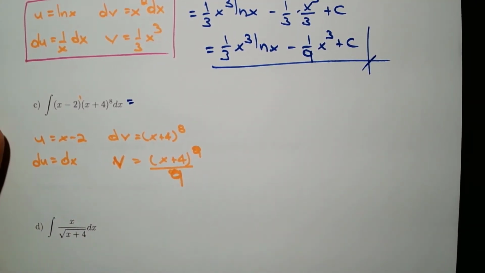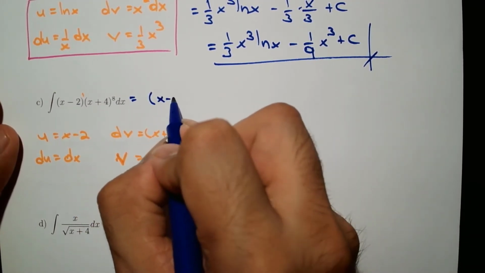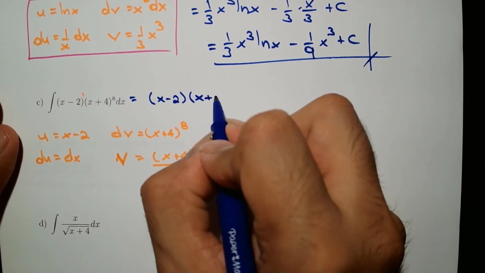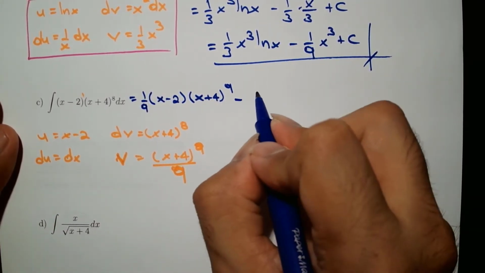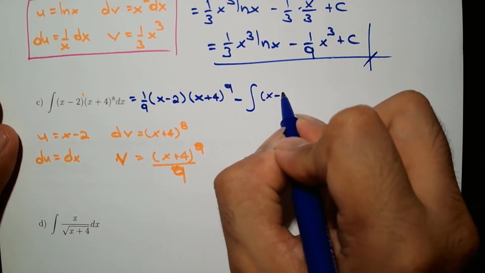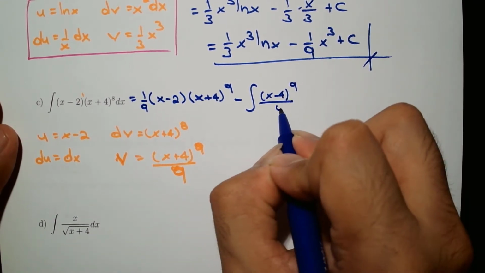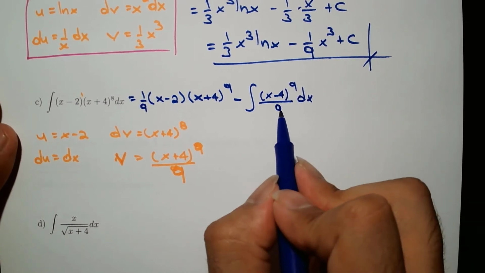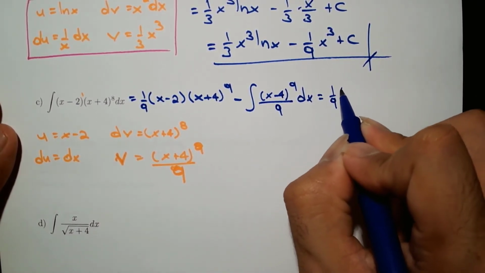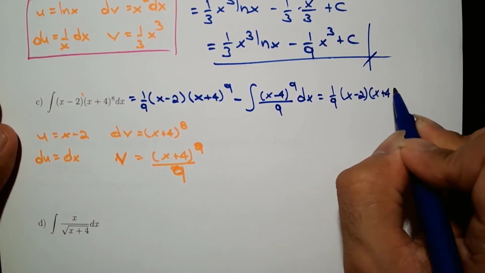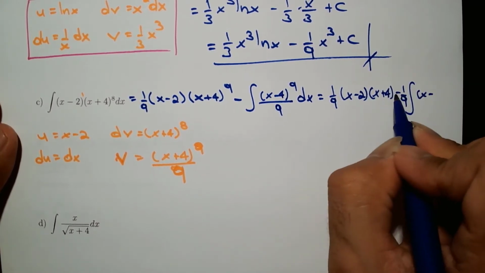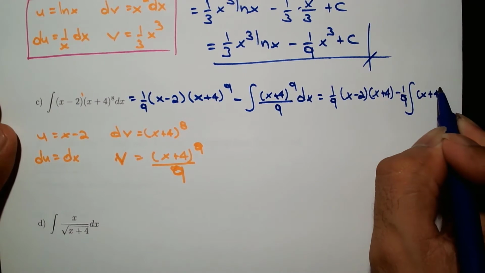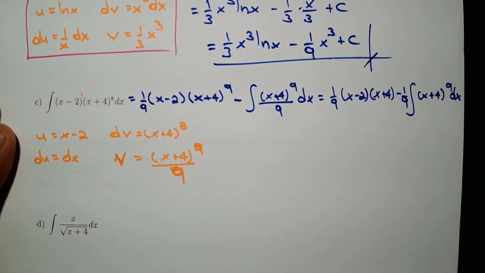We're going to multiply u times v. U times v, which will be x minus 2 times x plus 4 to the 9th power, and this 9 right here, I'm going to write it as a 1/9, minus the integral of v, which is x plus 4 to the 9th power over 9 times du, which is dx. I'm going to take this 9 outside of the integral, so I'm going to have 1/9 times x minus 2 plus 4, minus 1/9 times the integral of x plus 4 to the 9th power dx. All we need is to integrate these guys, so we get equals. Okay, let me box this.